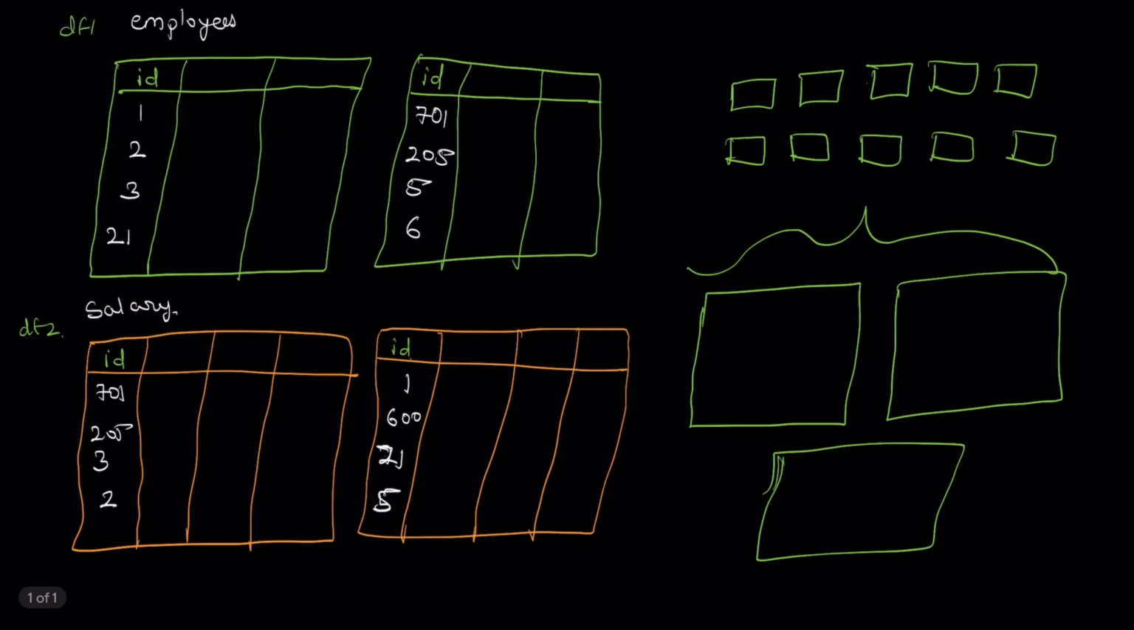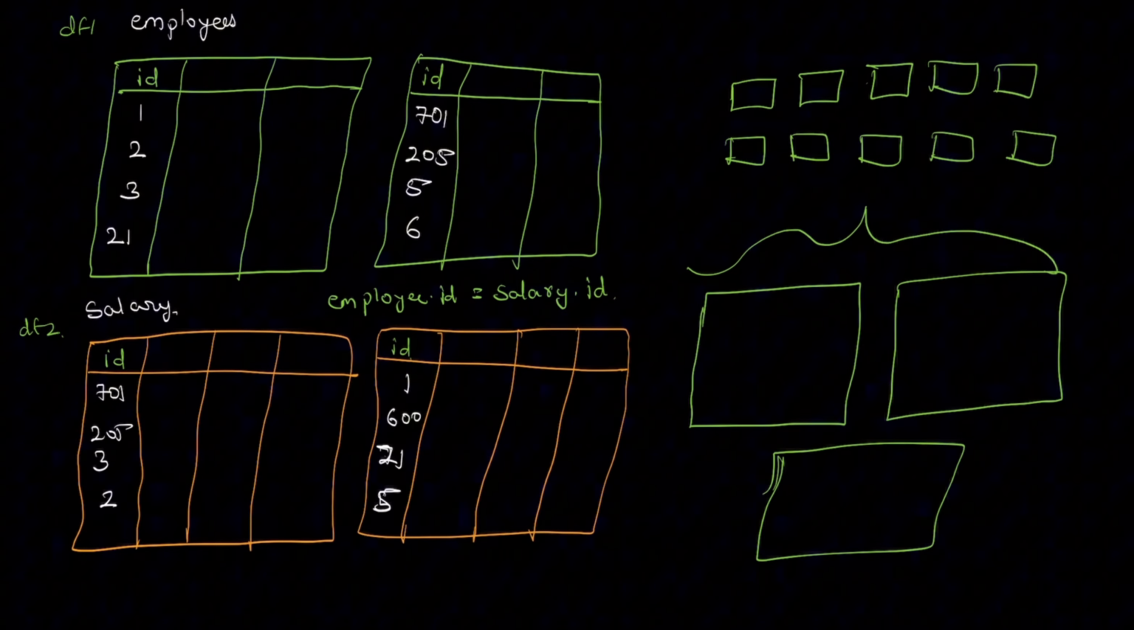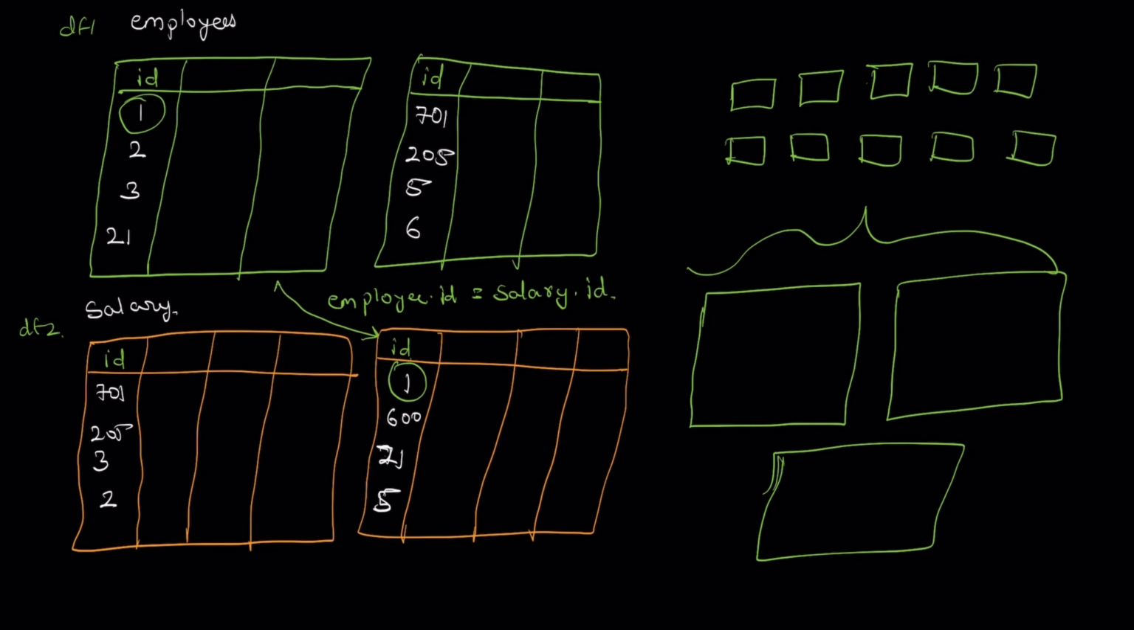And now what will happen is, let's assume that we are joining on the basis of where employee.id equal to salary.id. So now, since the IDs are on different executors, to join them we need to bring them in the same executor, same partition. Then only we will be able to join them. So what will happen is, now Spark will be shuffling the data across the executors.